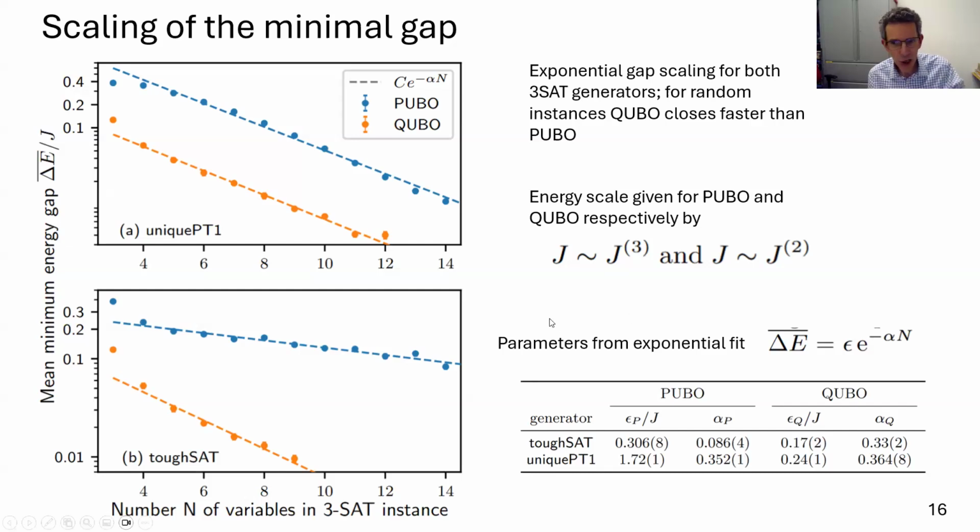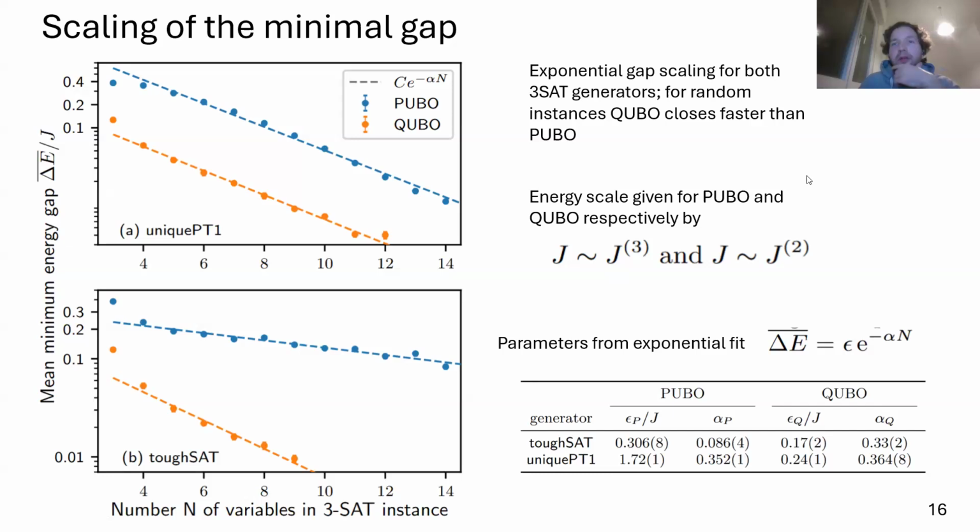Let me explain this again. Sorry about that. I was just saying that the energy scales on the y-axis are given in terms of the three-body interaction strength for PUBO or the two-body interaction strength for QUBO, respectively.